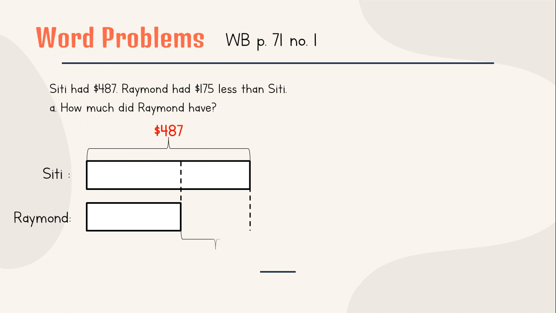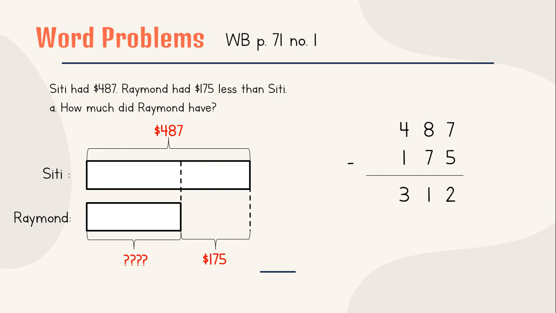So this is 175 less. Don't forget this 175 is not the money of Raymond, but the difference between the money City has and Raymond has. So how to get Raymond? What are we going to do? Look at here. Because Raymond's box is shorter than City, it means that we need to do subtraction. 7 minus 1, 2, 1, and 3. So how much did Raymond have? So Raymond had $312. This is only for A, 1A, not B.